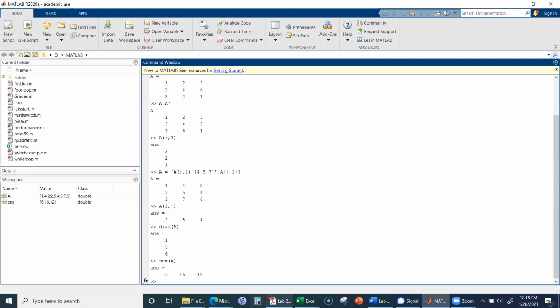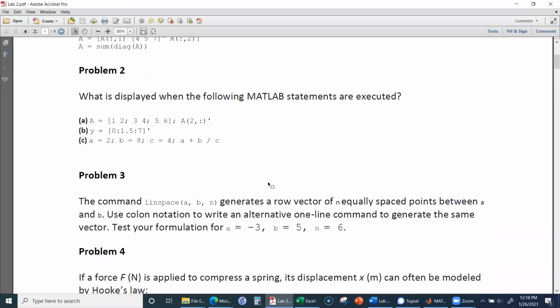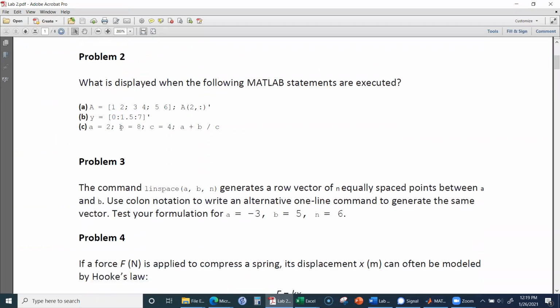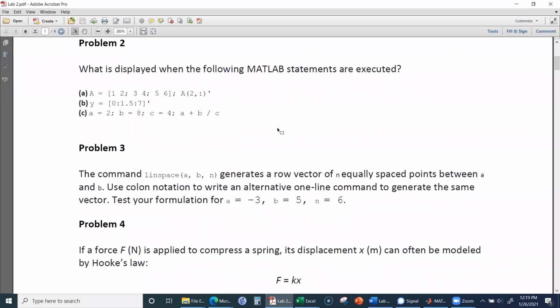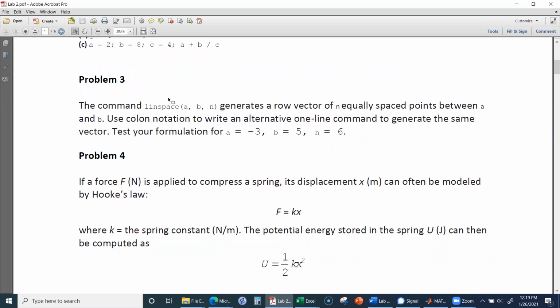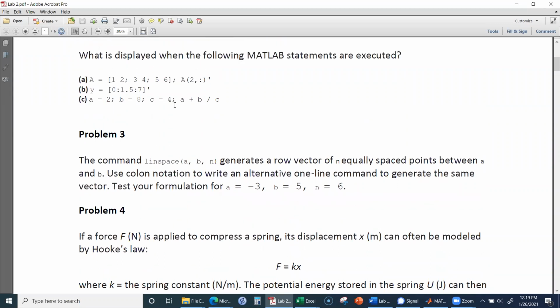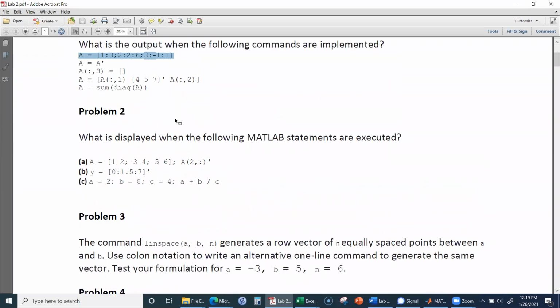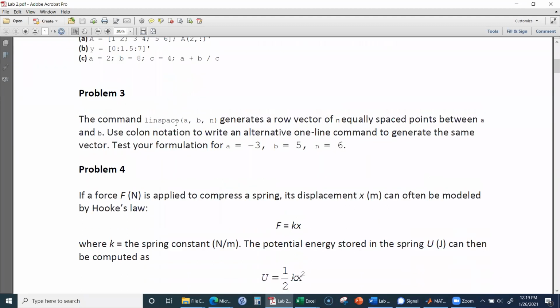Okay, so let's go to problem number 2. This is the problem. So maybe you can try it by yourself. I leave this problem number 2. Anyone asking something? No, nothing. Okay. So problem number 2 is very much similar to problem number 1. So let's go to problem number 3.